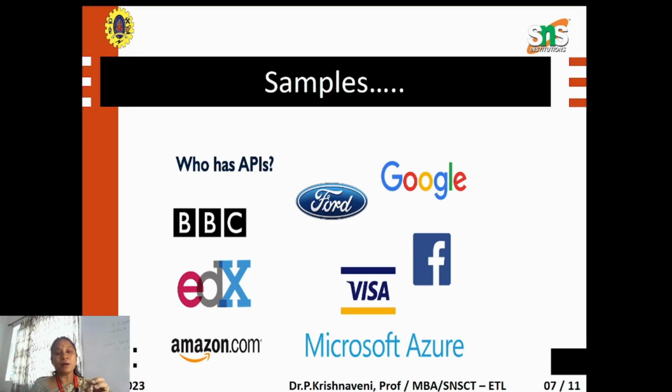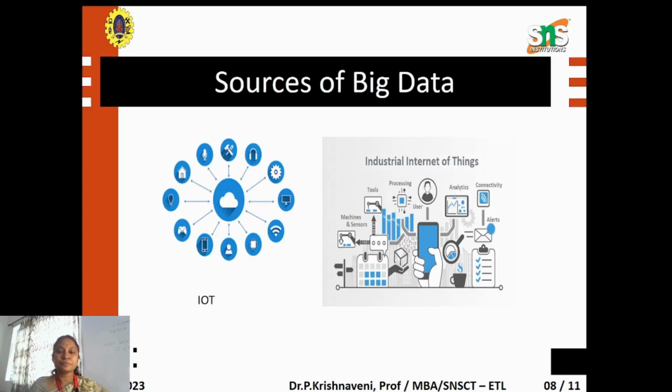These are all the legends. They are using the API in such a way to generate more value for their business: Google, Microsoft Azure ML, Amazon, BBC, edX, Visa. All these people are using API to make their customers happy and informed, and it is a very useful technology which helps to improve the value of the business.